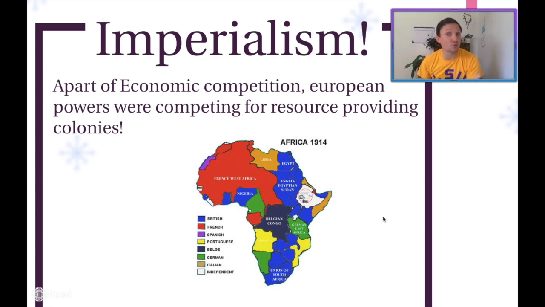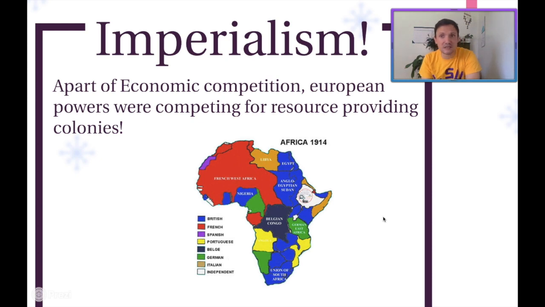That's why it was called the Scramble for Africa in the late 1800s, leading up to the Berlin Conference in 1884. So this economic competition, though, is going to be yet another thing that pushes a lot of these powers because they're going to start competing for a lot of this different stuff.